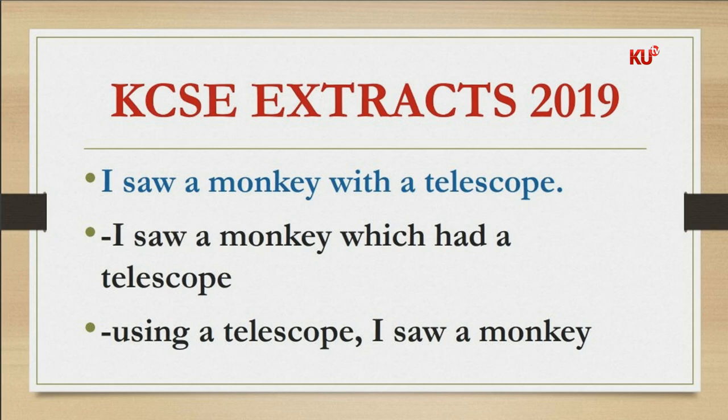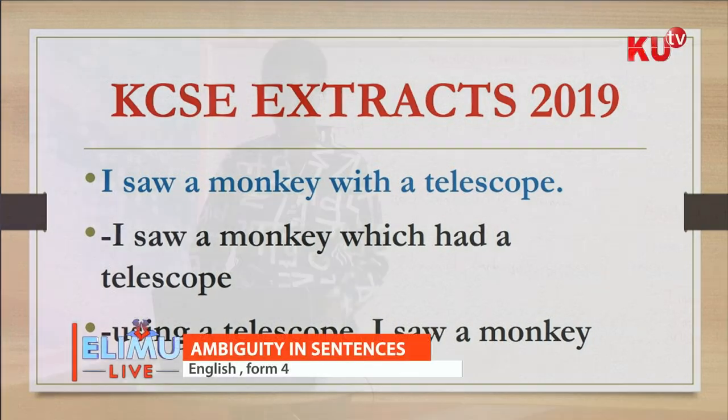So I'm the one who has the telescope, and I'm using the telescope to see the monkey or look at the monkey. So to remove ambiguity in this sentence, the first sentence will be, I saw a monkey which had a telescope. So it's the monkey that has a telescope. Then the second meaning, I'm the one who is having the telescope. Then I'm using that telescope to look at the monkey. So using a telescope, I saw a monkey. Those two sentences are so clear, and so the sentence is no longer ambiguous.